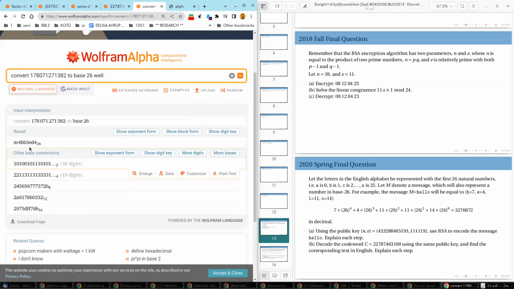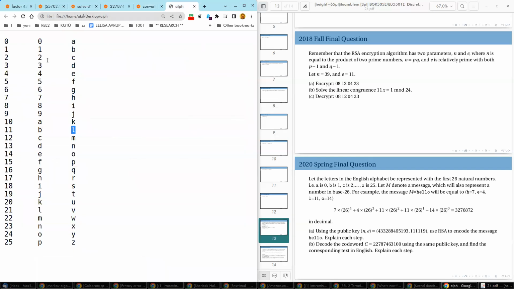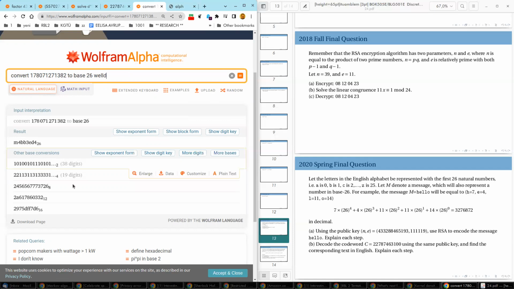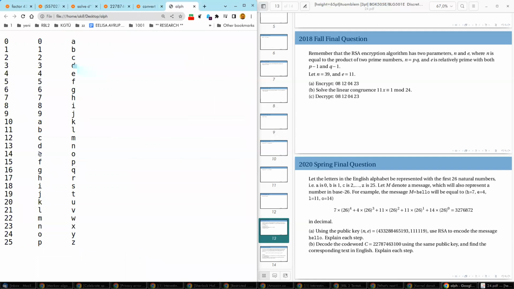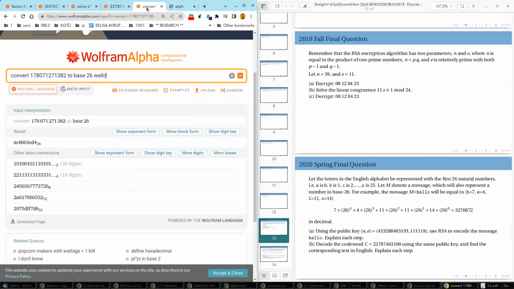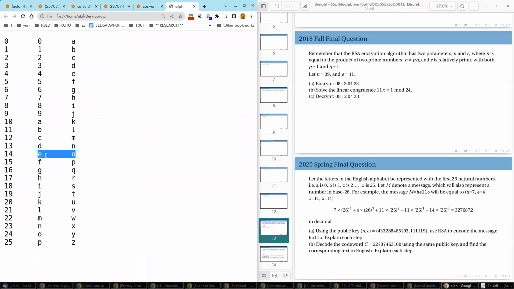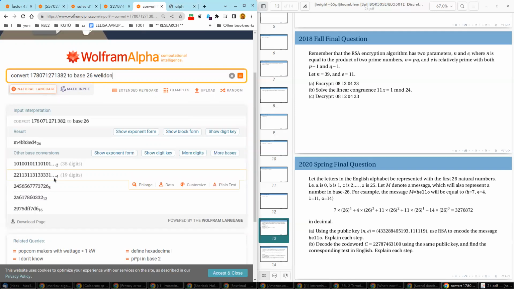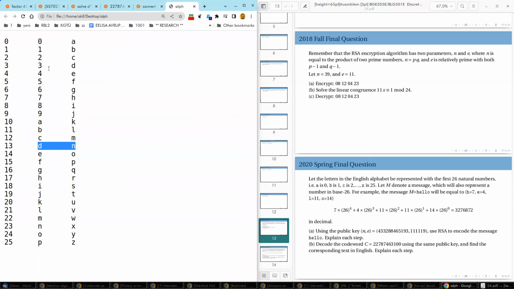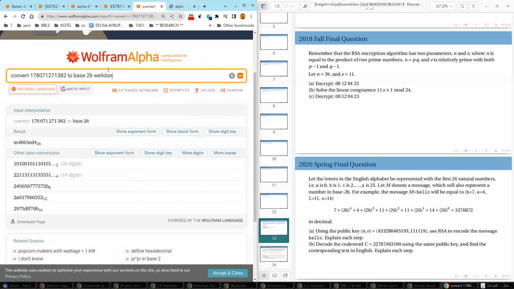So let me put the message here, WELL. And then I have 3. 3 corresponds to D. Let me put D here. And then I have E. E corresponds to O. And then I have D. D is N. And finally, I have 4. And 4 corresponds to E. And therefore, the message is well done.